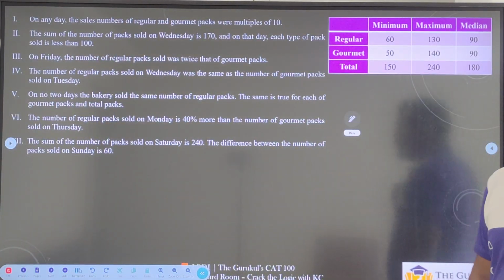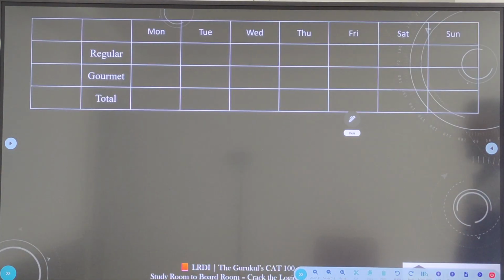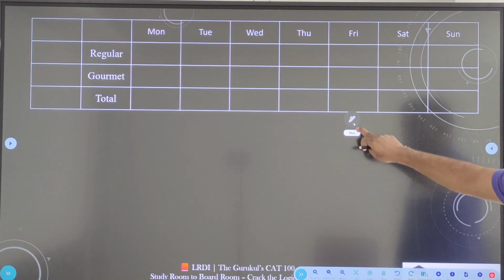Before we even start the problem and move ahead, the first 2-3 basic information points are: on any day, the sales number of regular and gourmet packs were multiples of 10, which means I can't have something like 34, 53, 72. It will always be a multiple of 10. The sum of the number of packs sold on Wednesday is 170, which means I need to divide into the number of days: Monday, Tuesday, Wednesday, Thursday, Friday, Saturday, Sunday. So let's write a table like this.